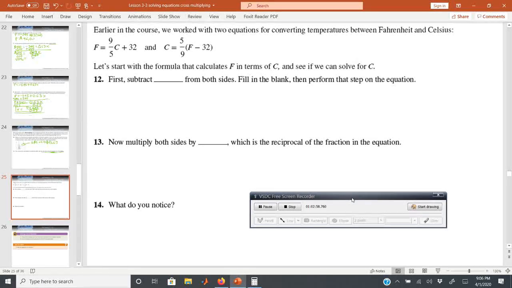So we got two equations here for calculating temperature. Fahrenheit temperature if you know Celsius, and Celsius temperature if you know Fahrenheit. You really don't need both equations. One equation will get you the answer. You just may have to solve it. So let's start with the formula that calculates F in terms of C. So if you know C, you use this equation to find F.